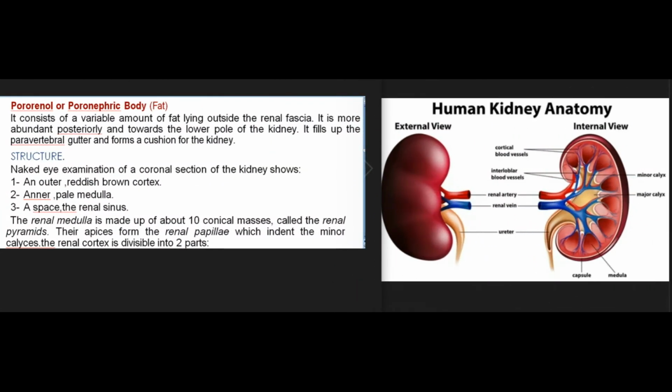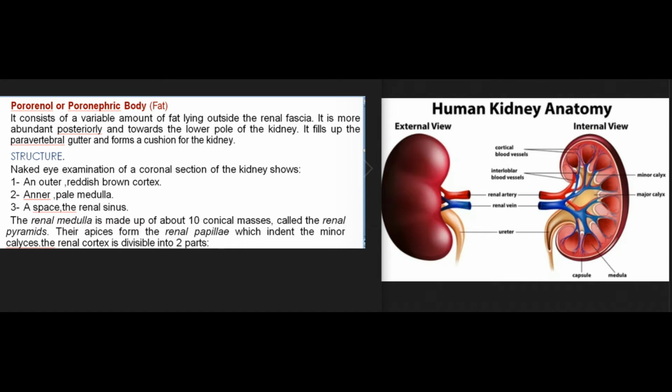Pararenal or paranephric body fat. It consists of a variable amount of fat lying outside the renal fascia. It is more abundant posteriorly and towards the lower pole of the kidney. It fills up the paravertebral gutter and forms a cushion for the kidney.